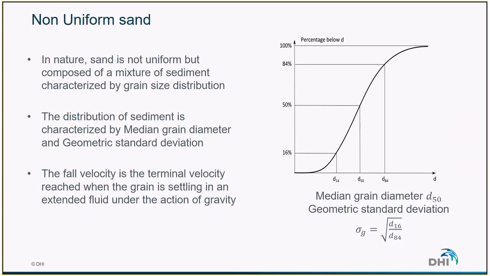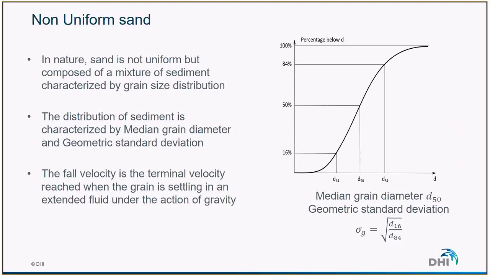And in order to describe a non-uniform sand, we need to have characteristics of the sand we are working with. One of the important characteristics is a grain size distribution. Here you can see an example of a grain distribution curve. Distribution is typically determined by a sieve analysis, which provides a frequency curve.